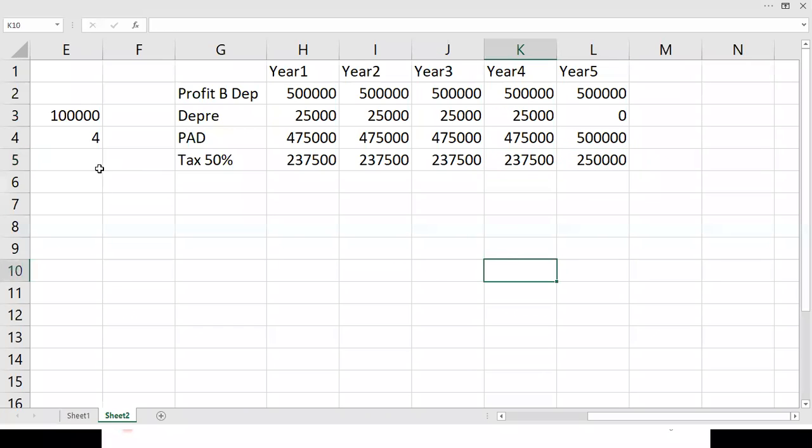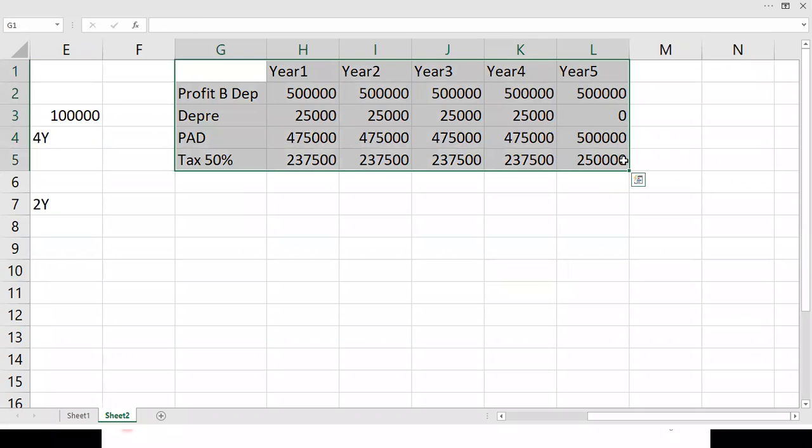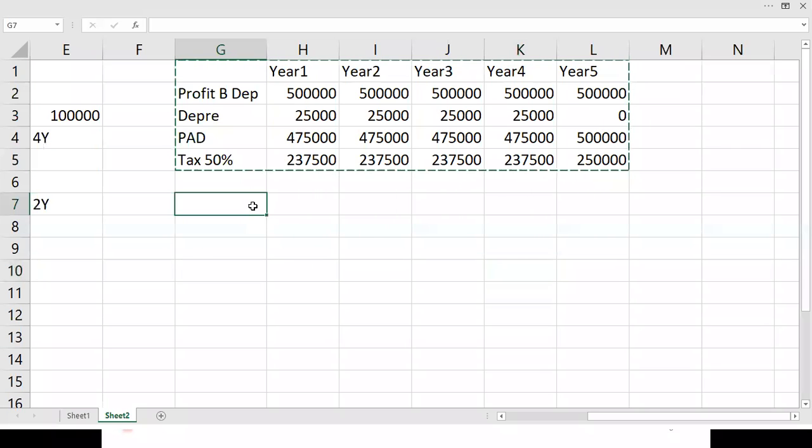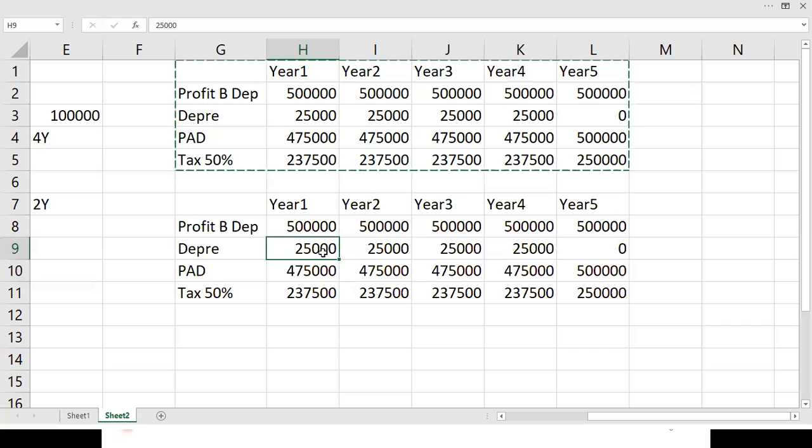Now the government says the useful life should not be 4 years but 2 years. Now the government has decided, so according to the government rules, how much depreciation in year one? 50,000. Yes, 50,000.